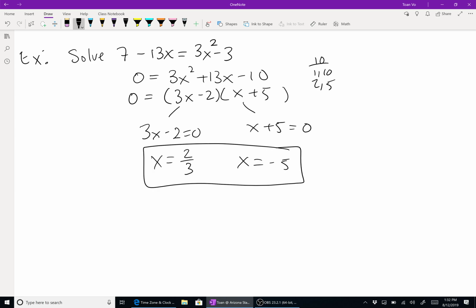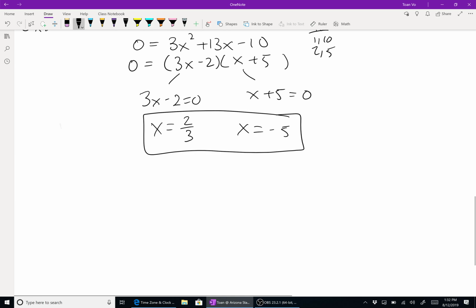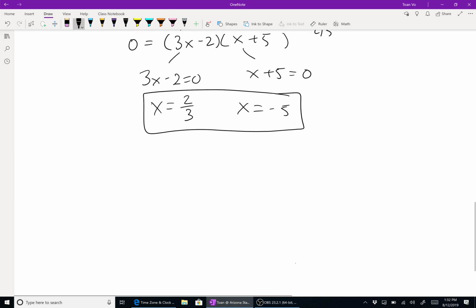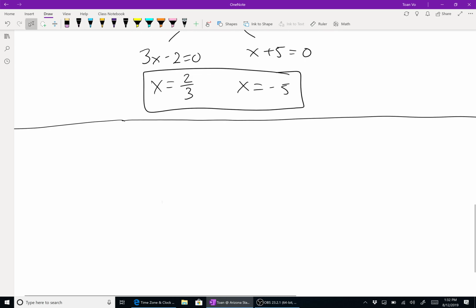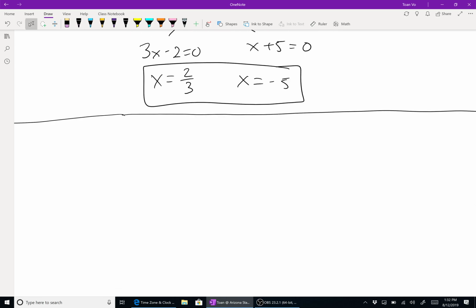In a perfect world, everything would be easily factorable, but of course not everything is easily factorable. So what if we have a polynomial, specifically quadratics, because that's the topic of this section. What if we have a quadratic that's not factorable? For not easily factorable, non-factorable quadratics, you basically only have two options.